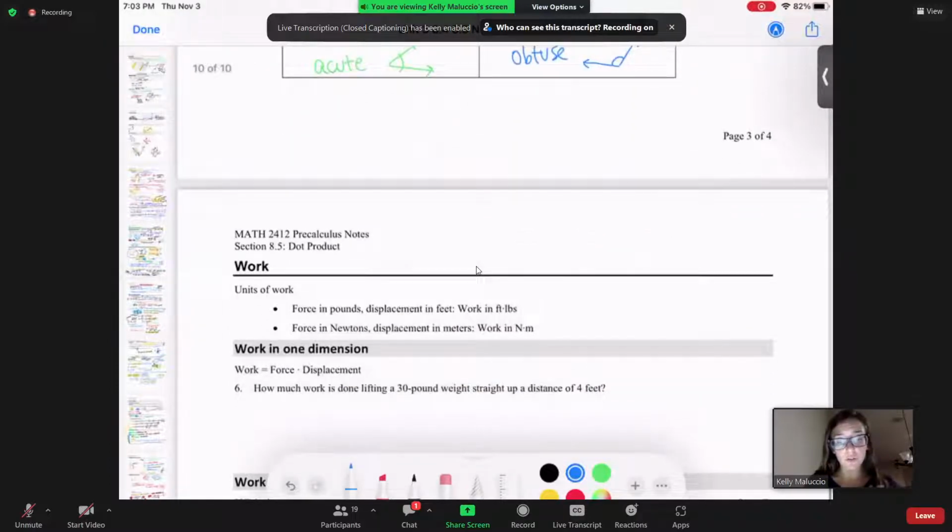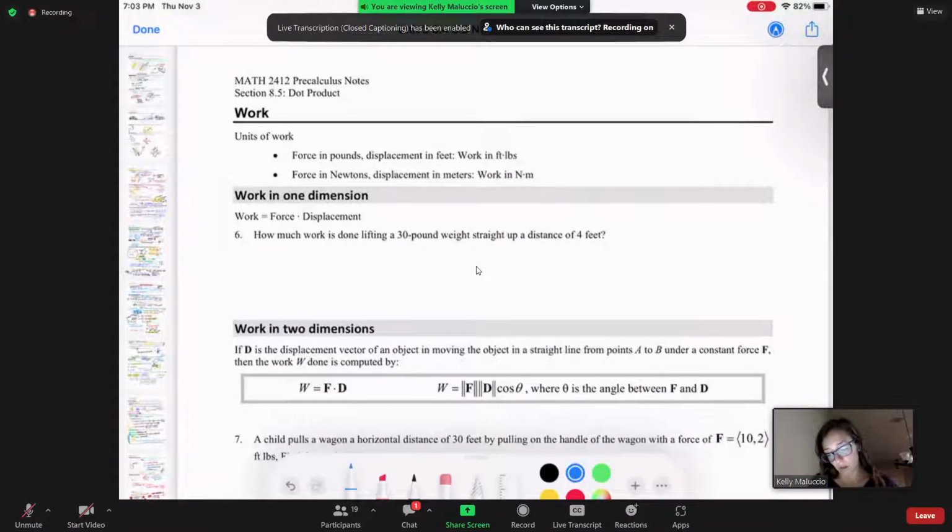Now we can also compute what we call work. Typically we'll calculate it in these two fashions: force in pounds and displacement in feet, so work is in foot-pounds, and force in newtons and displacement in meters, so work is in newton-meters. I'm assuming that's really what your textbook deals with.